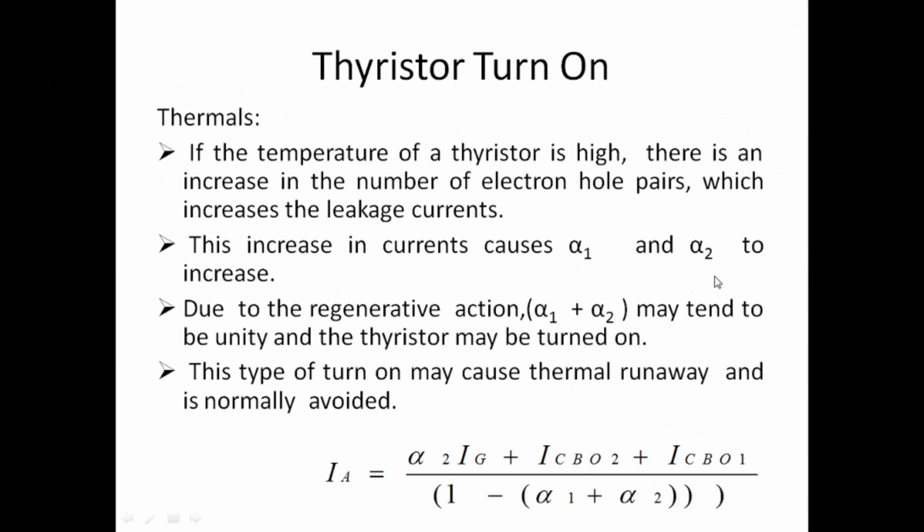The alpha 1 plus alpha 2 may tend to be unity and the thyristor may be turned on. So alpha 1 plus alpha 2 may tend to be unity. This type of turn on may cause thermal runaway and is normally avoided.